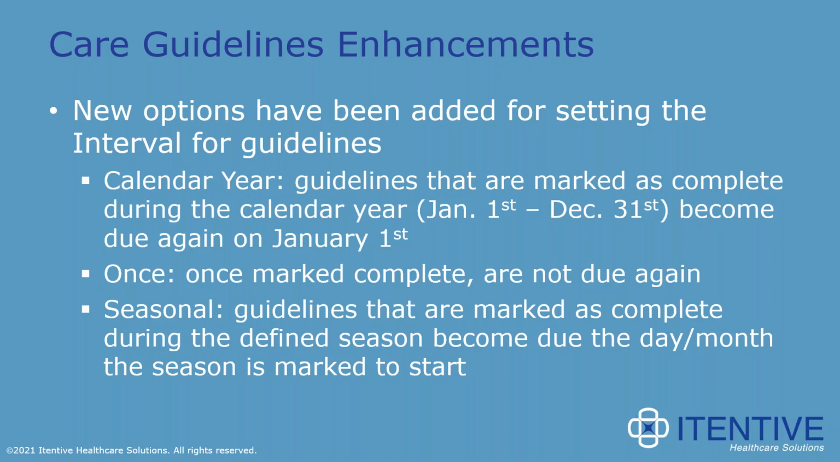A great example I can think of for this would be a care guideline for a flu shot. You can mark that guideline for the influenza vaccine, just for example, as due from, let's say, October to March. So regardless of when the patient actually receives that vaccine, whether in November or closer to the end of March, that guideline will become due again that next October. It really gives you a lot more control over those due dates, so you're not getting duplicate care guidelines popping up when they shouldn't be.